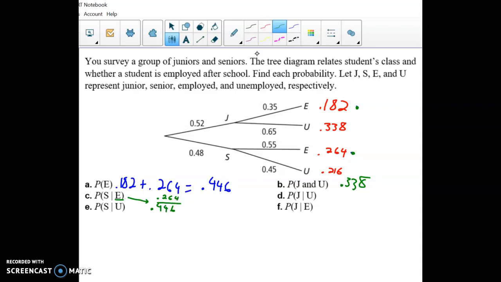All right, maybe a little different color for letter E. This one's real similar. It's senior given that they're unemployed. So my bottom is all the unemployed people, right? So it would be, let's see, this one and this one. So you'd add those together.